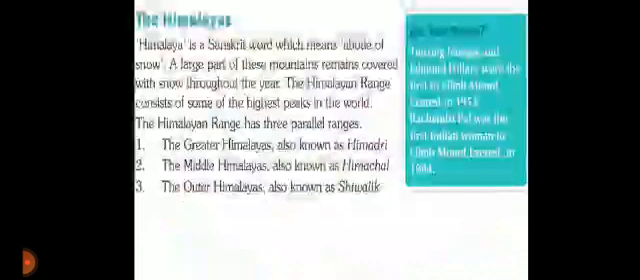The Himalayas can be divided into three parallel ranges. The first one is the Greater Himalayas, also known as Himadri. The second, the Middle Himalayas, also known as Himachal. And the third range, the Outer Himalayas, also known as Shivaliks.